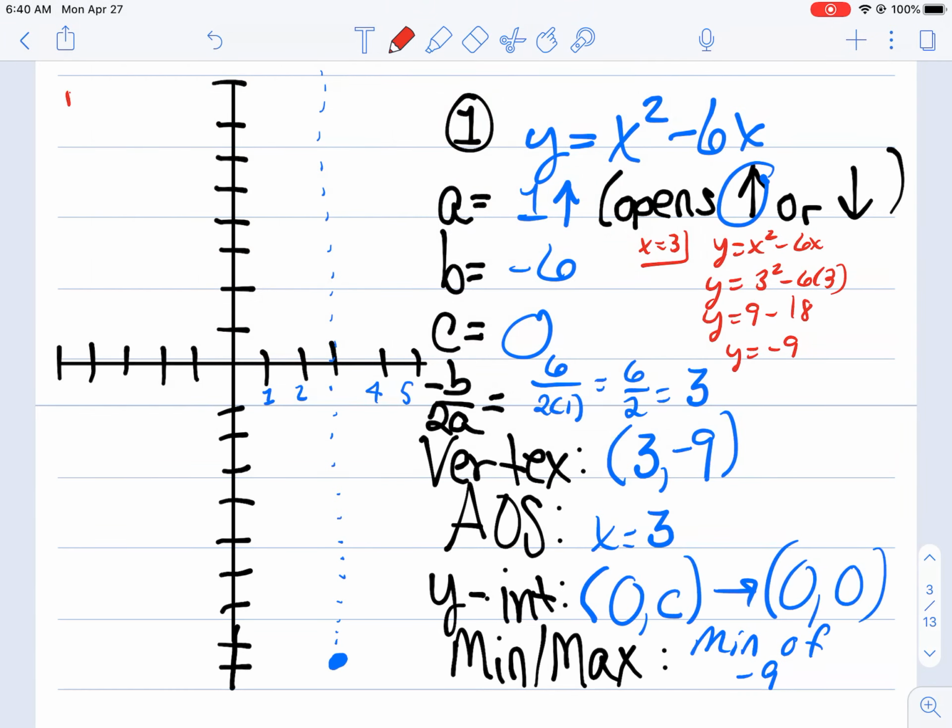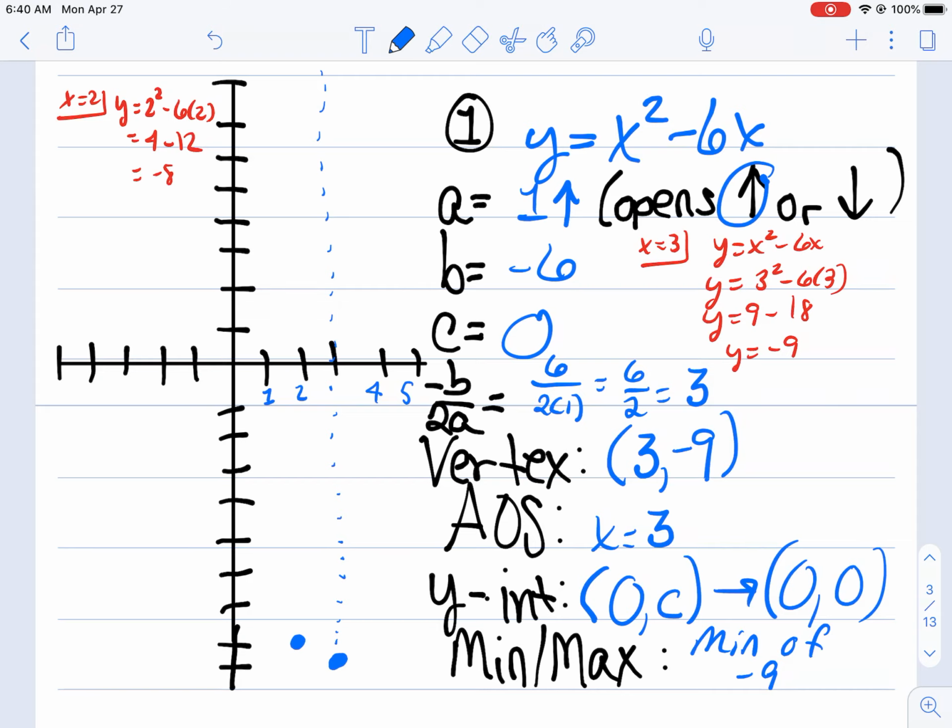So I'm going to do x equals 2 up here at the top, okay? And I'm just going to plug it in like I did for the y-coordinate of the vertex, all right? So we're going to do y equals 2 squared minus 6 times 2. Okay, and that would become 4 minus 12, and that becomes negative 8. So I'm going to have a point on my graph at 2, negative 8. So right here.